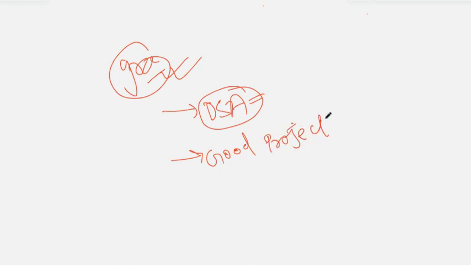Now, if you are doing any graduation related to computers, any course like BTech, BCA, MTech, then to become a good software engineer, first you have to follow two things. The first one is DSA, that is data structures and algorithms, and the second one is a good project. So DSA is data structures and algorithms.